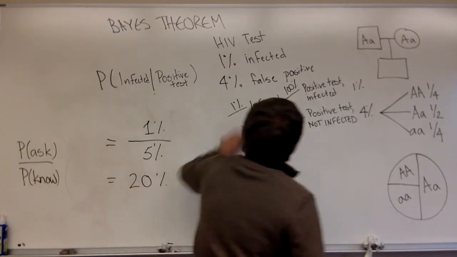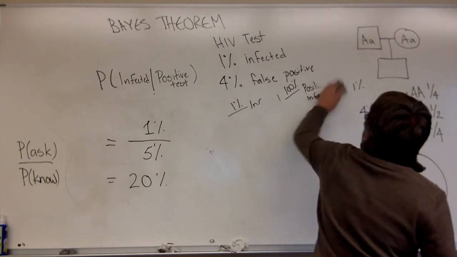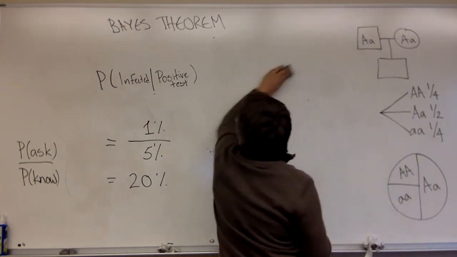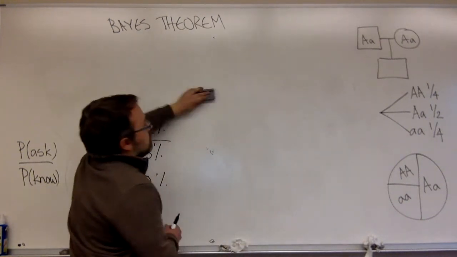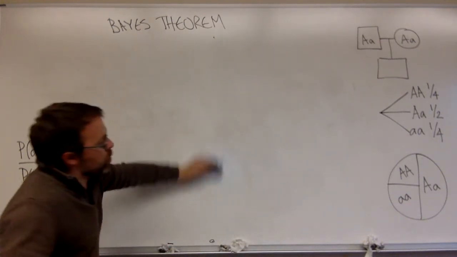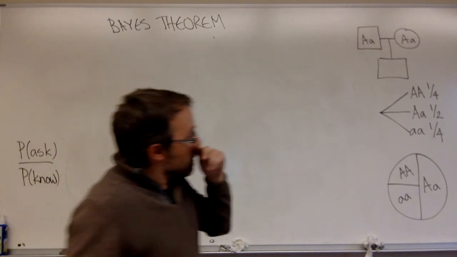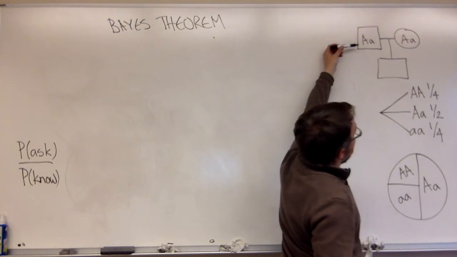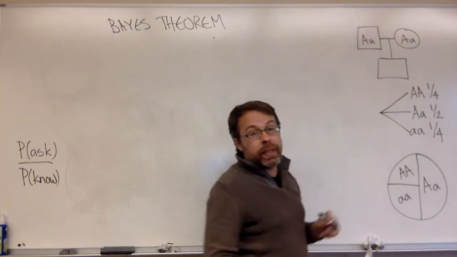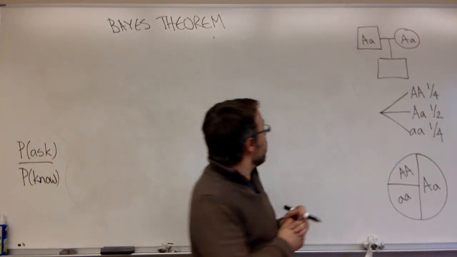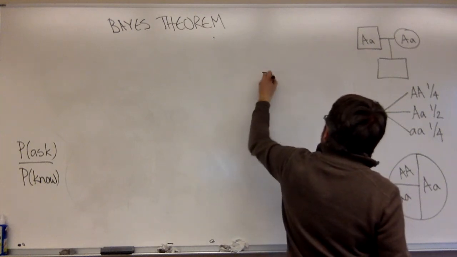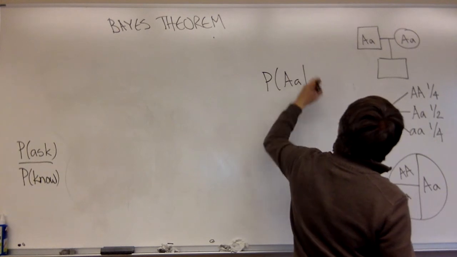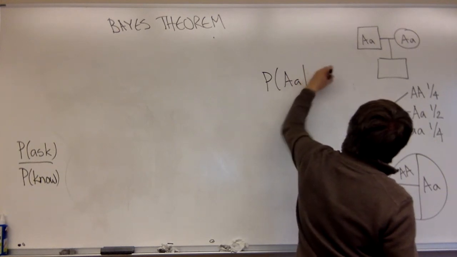So let me clean this up. Okay, and so finally, we can do a pedigree problem. So we have a cross between two heterozygotes, and they have an offspring that is not affected. And so our question is, what's the probability that this individual is a carrier, big A, little a, given that they're not affected?